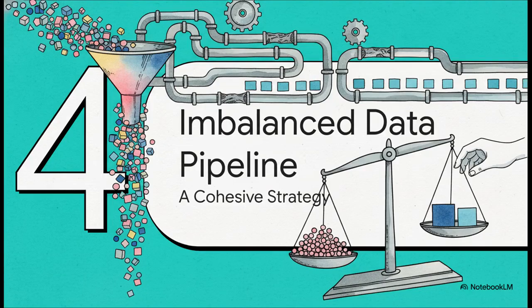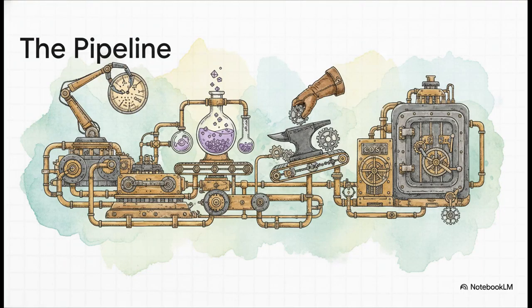Let's move to our final segment and see how this all builds into Section 4, the imbalanced data pipeline. You see, fixing class imbalance isn't about finding one single magic trick. It's about building a cohesive strategy. So here's your checklist, your ultimate pipeline for tackling skewed datasets. Step 1, ditch accuracy immediately and evaluate using F1, AUPRC, or MCC.